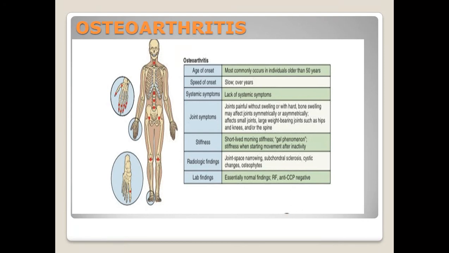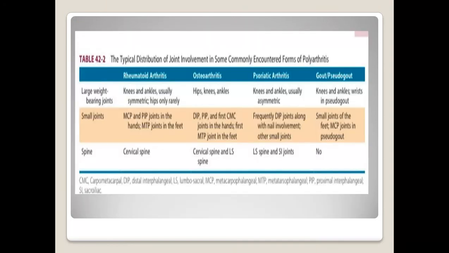Radiological findings: joint space narrowing, subchondral sclerosis, cyst changes, and osteophytes. The lab findings are rheumatoid factor and anti-CCP negative. So, the typical distribution of joint involvement in the forms of arthritis: in rheumatoid arthritis, large weight-bearing joints, mostly knees and ankles, usually symmetric, and hips very rarely. Whereas in osteoarthritis, you will see the hips involved more commonly, and the knees and the ankles.